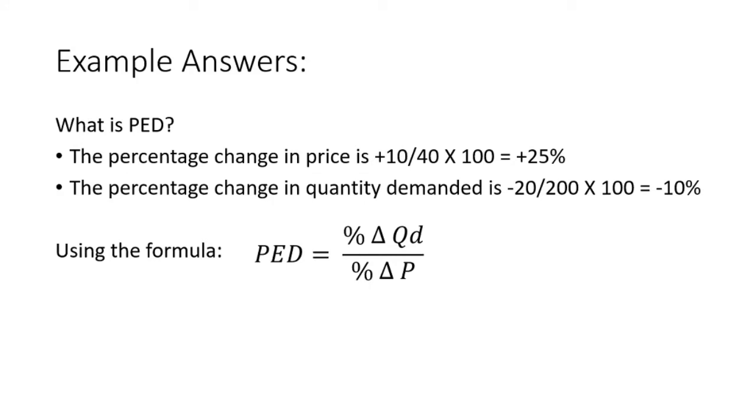So we can then use the formula. PED is equal to percentage change in quantity demanded over percentage change in price. Plug those numbers in: minus 10% divided by plus 25%, which gives us a value of minus 0.4. This is a bottom-heavy fraction. 25 is greater than 10, and the value of 0.4 is less than 1, and so therefore we would say that this product is not responsive to changes in price. It is an inelastic product.